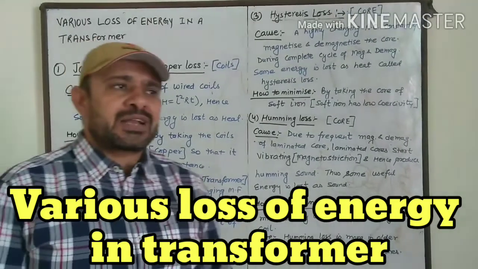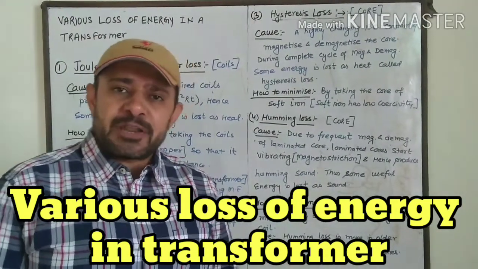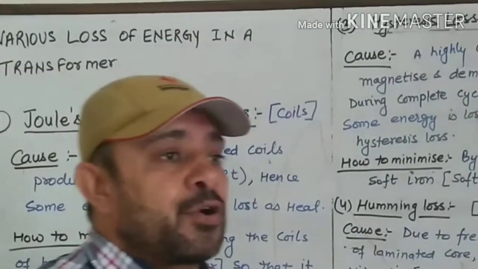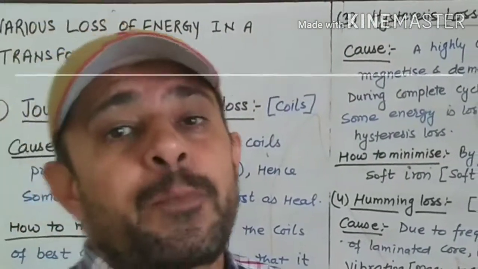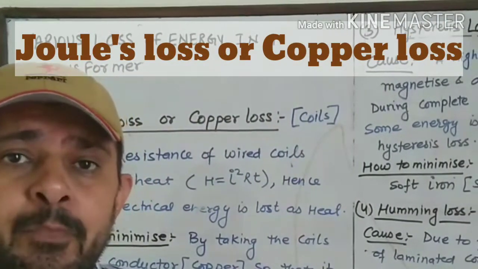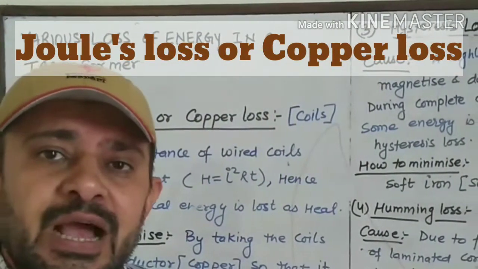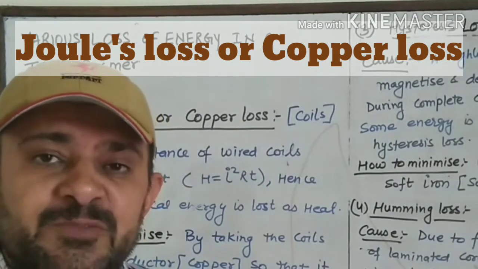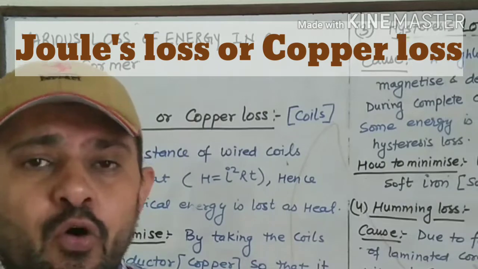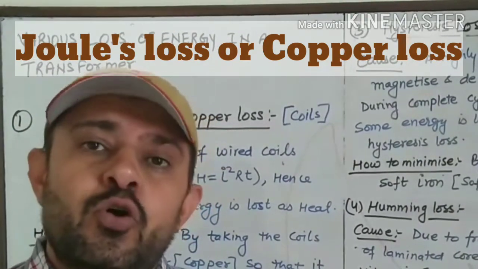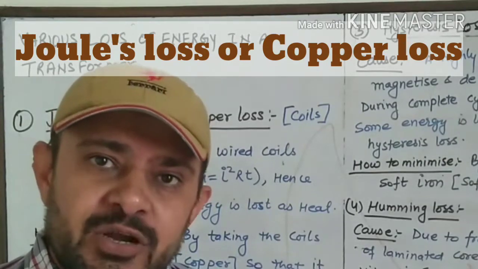Energy and power are both the same term. Energy per unit time is called power. So the first and significant loss is Joule's loss or copper loss. Copper loss is so called because most transformers consist of copper coils. Although if you take a transformer having an aluminium coil, or a silver coil, still the loss is called copper loss. It is a generalized term.